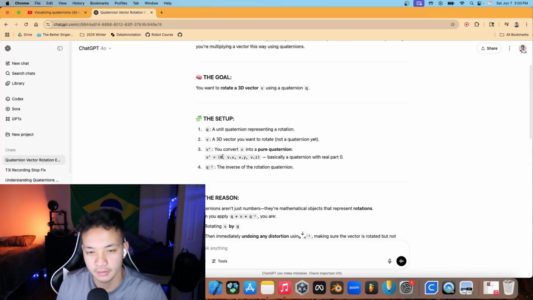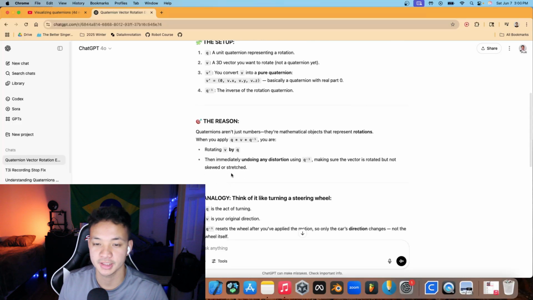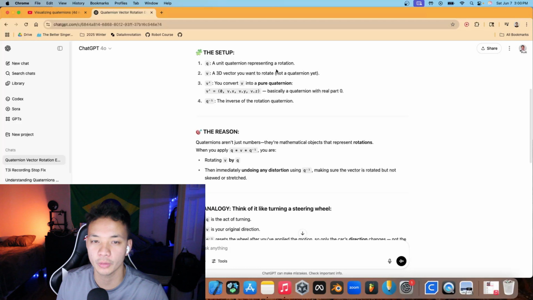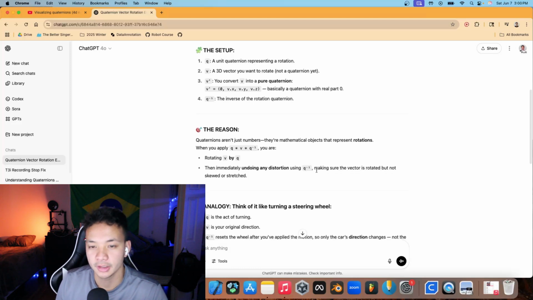You convert V into a pure quaternion, which is just adding a 0, because there's no real part, because there's no 4D part in the quaternion. And then this is the inverse. That makes sense. I understand more or less what these are. They're a mathematical object that represents rotations. I kind of picked that up. When you apply Q times V times Q inverse, you are rotating V by Q and then immediately undoing any distortion using Q^-1, making sure the vector is rotated but not skewed or stretched.